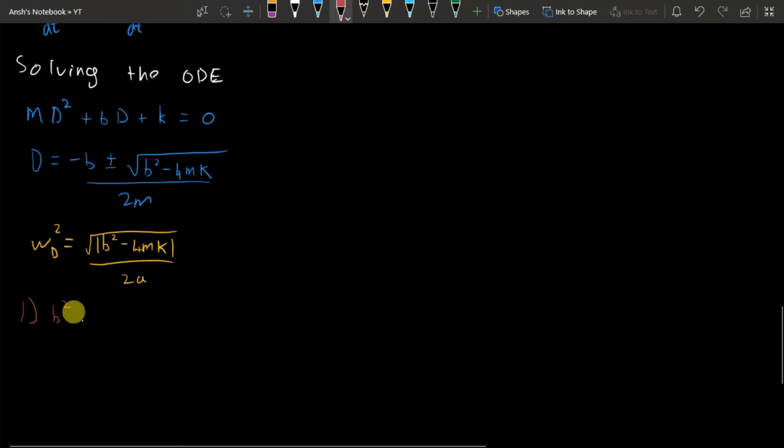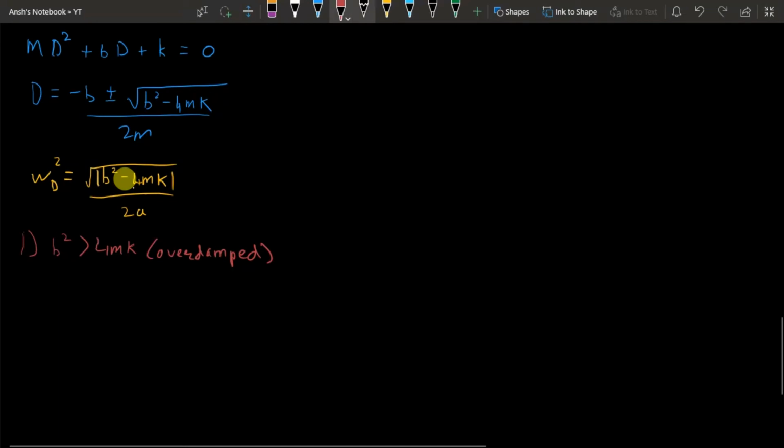In the first case, we have b square greater than 4mk. This case is also known as the overdamped case, and we'll see why. When we have b square greater than 4mk, the term inside the square root right here will be positive, and hence the value of the square root will be real, and the roots that we obtain will both be real and distinct.